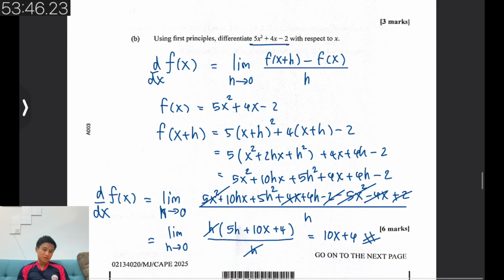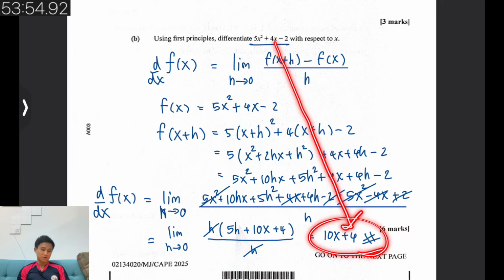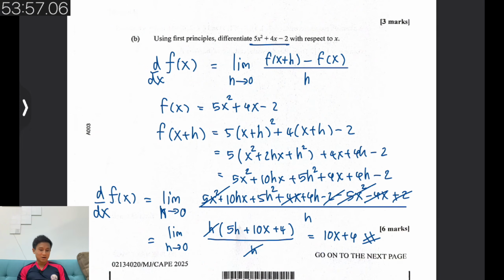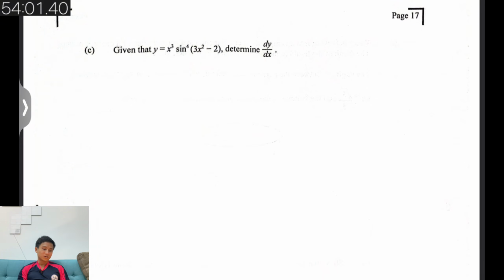If you try to differentiate this using the normal method to check your answer, it should be the same. So 5x squared differentiates to 10x, and 4x differentiates to 4. So that should be correct, without any doubt. Next. Part C: given that y equals x cubed sine to the 4, determine dy by dx.